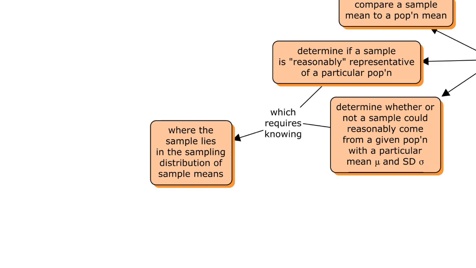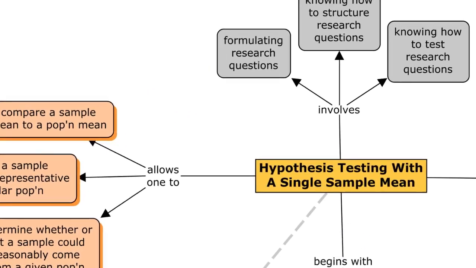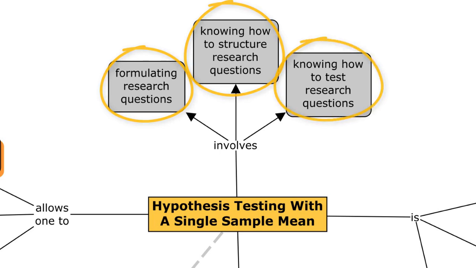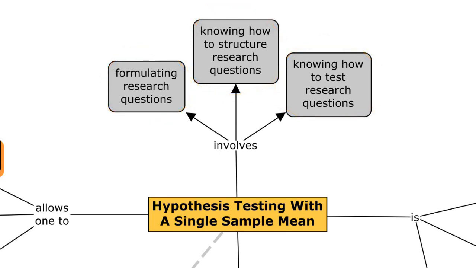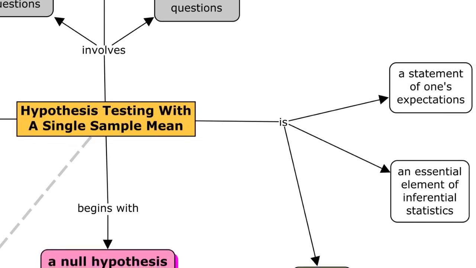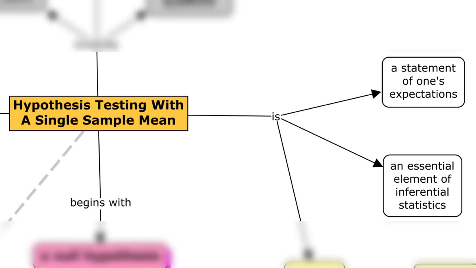When carrying out a hypothesis test with a single sample mean, a few things are required of us. Namely, they involve 1. Formulating a research question, 2. Knowing how to structure that research question, and 3. Knowing how to test that research question. Conducting a hypothesis test with a single sample mean, or two sample means, or three sample means is an essential element of inferential statistics, and it involves quite simply a statement of one's expectations.